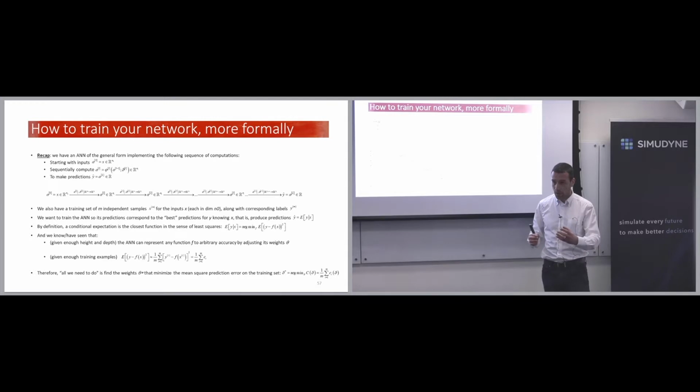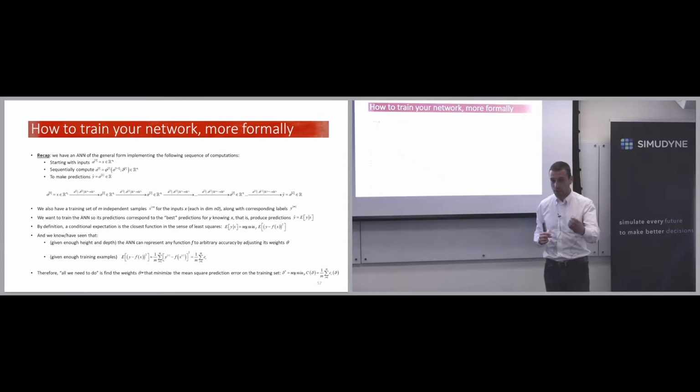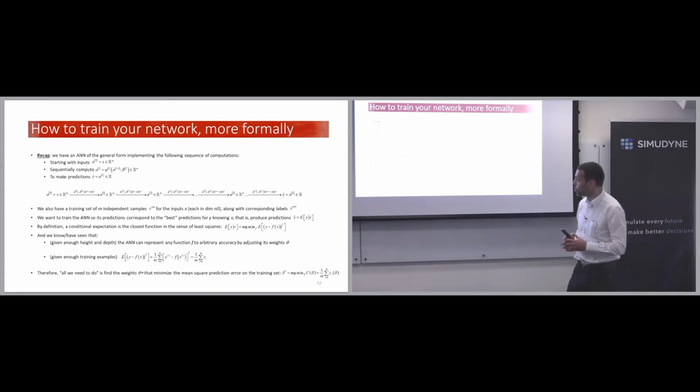So to a given collection of weights correspond one function. To every function correspond one collection of weights. So setting the weights in the neural network defines the function that is computed through the network. So to choose the function and to choose the weights is really the same thing, okay?